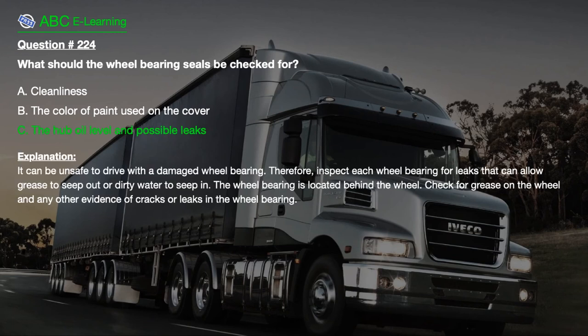The correct answer is here, C. The hub oil level and possible leaks. Explanation. It can be unsafe to drive with a damaged wheel bearing. Therefore, inspect each wheel bearing for leaks that can allow grease to seep out or dirty water to seep in. The wheel bearing is located behind the wheel. Check for grease on the wheel and any other evidence of cracks or leaks in the wheel bearing.